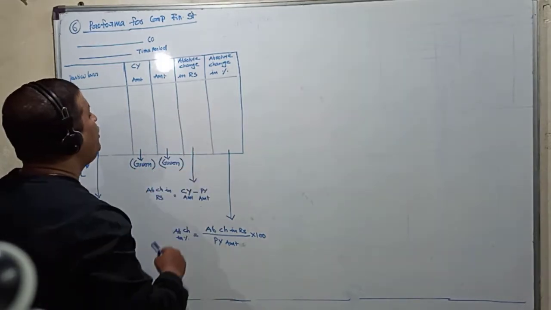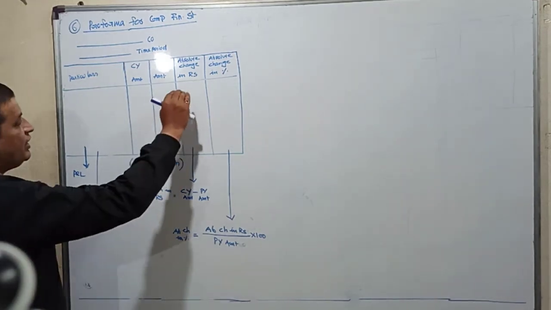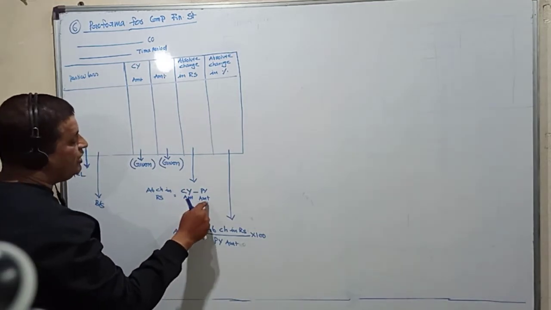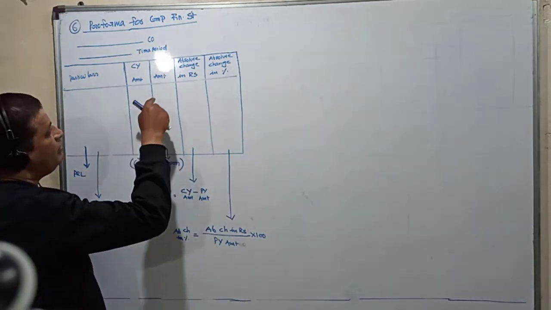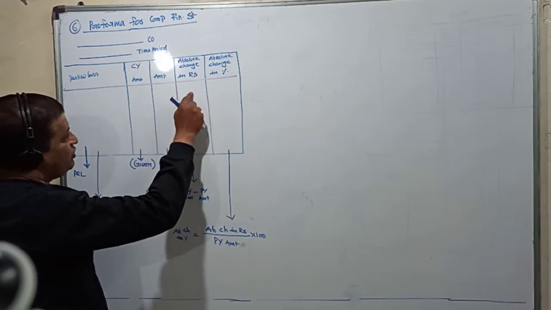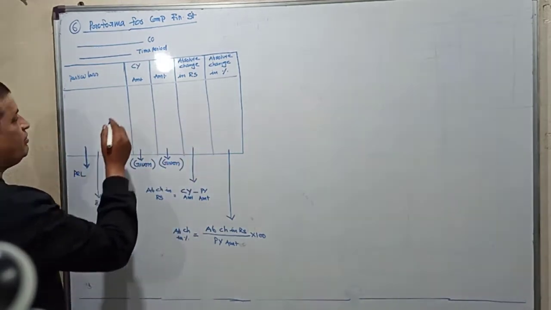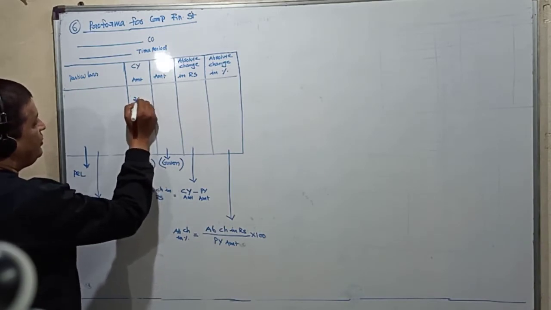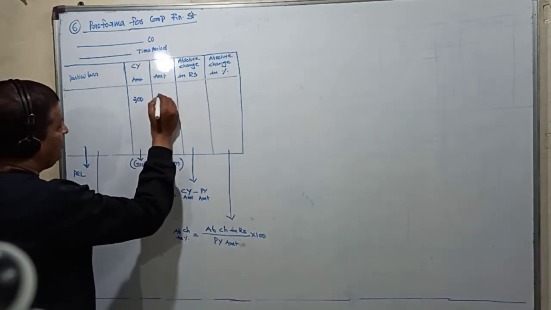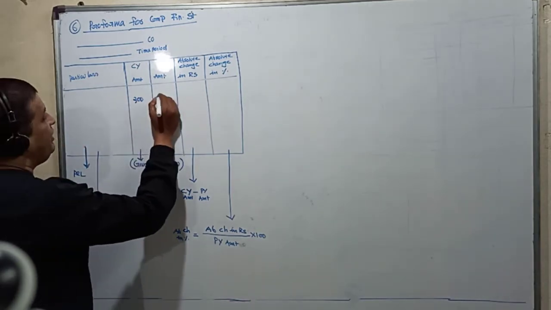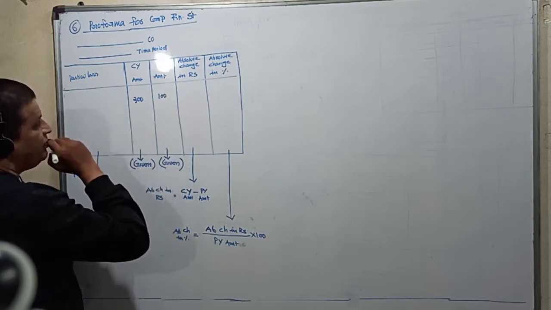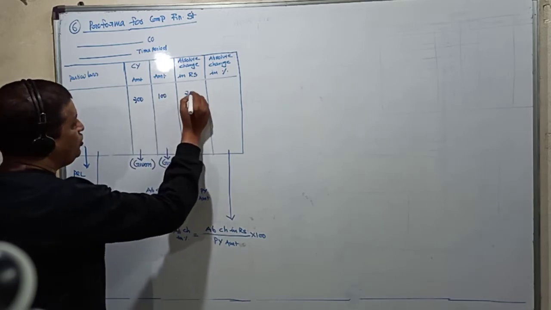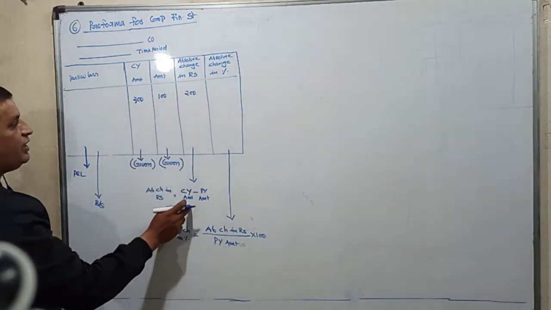Now the next thing, what do you mean by absolute change in rupees? How do you get the amount here? Absolute change in rupees is nothing but current year amount minus previous year amount. Suppose the current year amount was 300 and the previous year amount was say 100. What is the absolute change? 300 minus 100. How much is that? It is 200. So like that you get this amount.